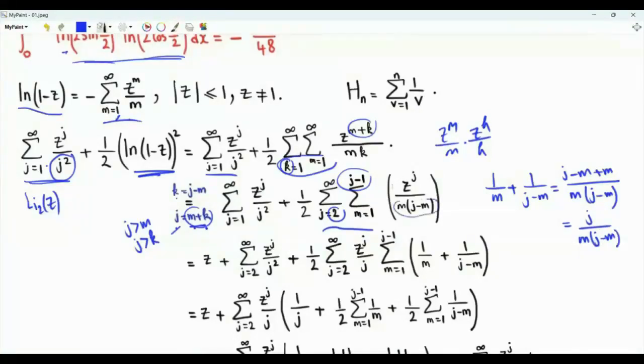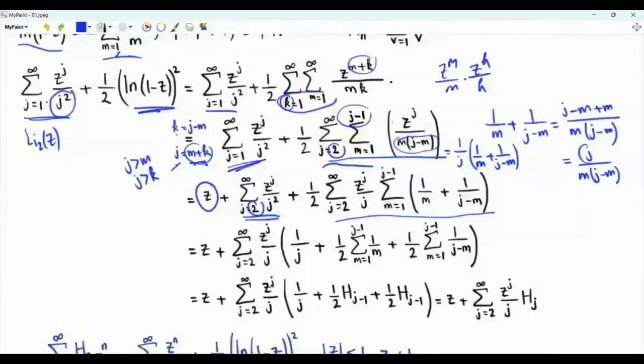This means that 1 over m times j minus m can be written as 1 over j times the sum of 1 over m and 1 over j minus m. This double sum can be written as such. And from the first sum, we can separate the term corresponding to j equal to 1. This is z to the 1 divided by 1 squared, that's z. And then we have the same sum, but starting at 2. Let's combine these sums. We have summation j from 2 to infinity, z to the j divided by j.